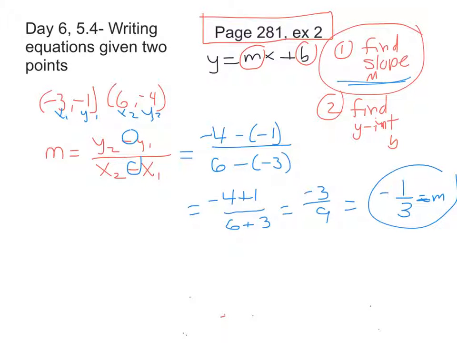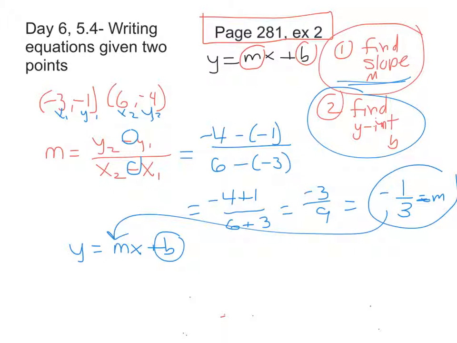Now, I'm going to go back to the method I used in yesterday's homework, where we now know the slope, so I'm going to substitute that in, and then I'm going to have to find b. So the second part of this problem is to find b. So I know now I have y equals -1/3 x plus b. And now I'm going to substitute in for x and y.